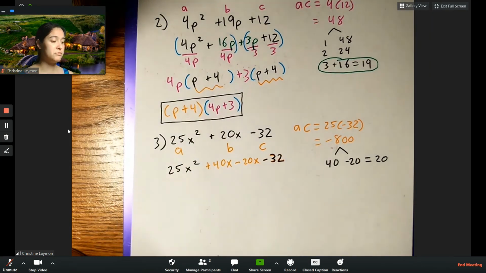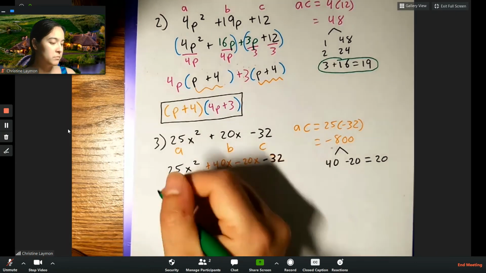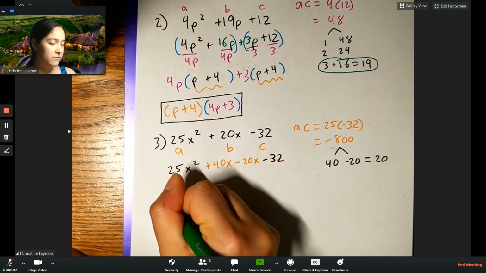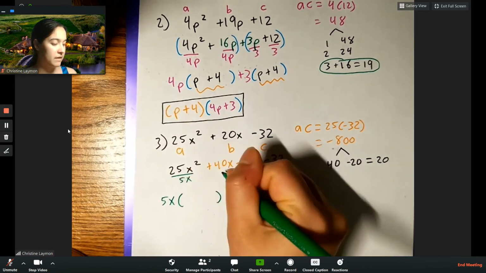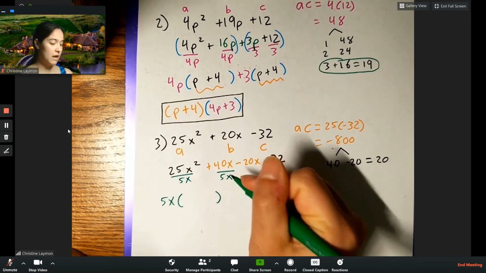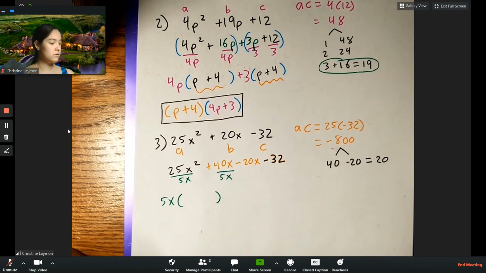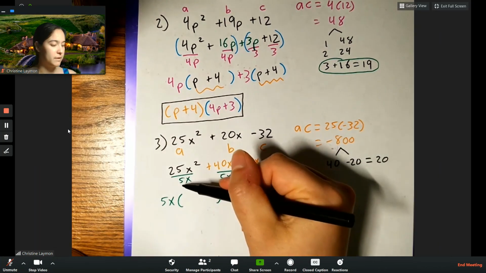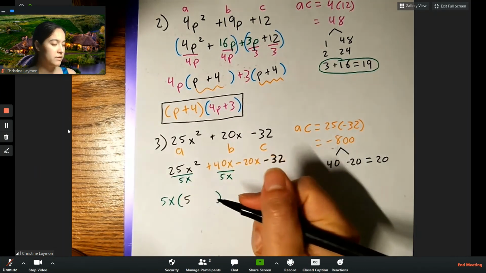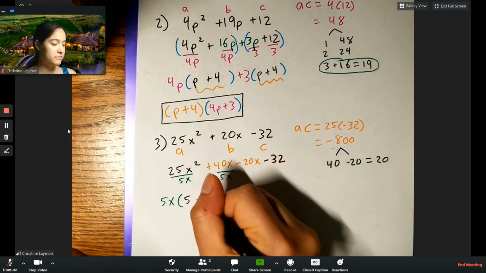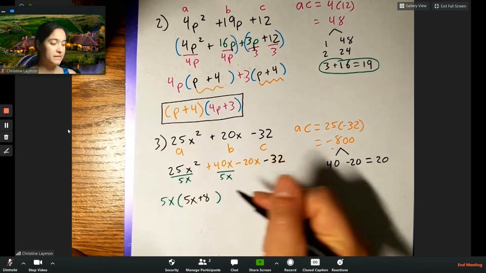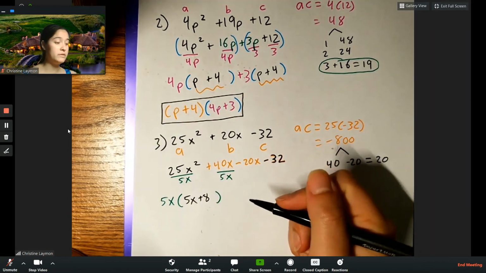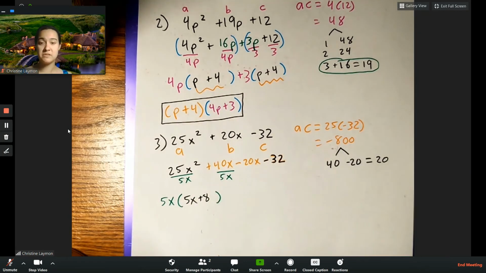So looking at these two things, they both have 5x in common. So I'm going to go ahead and take out 5x, which means come through here, divide by 5x, and write down what you're left with. Well, 25 divided by 5 is just 5. X squared over x is x. 40 divided by 5 is 8. X divided by x is just 1. There's nothing there. So 5x plus 8 is on my inside.